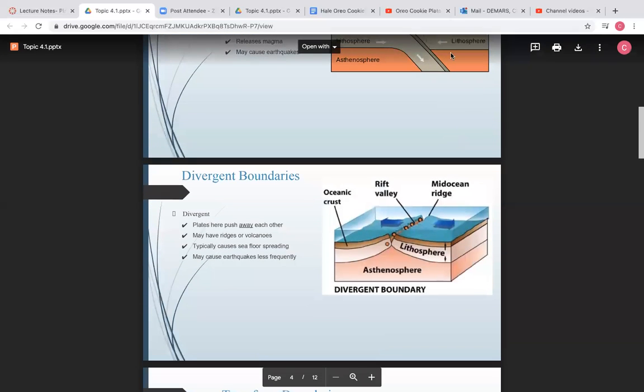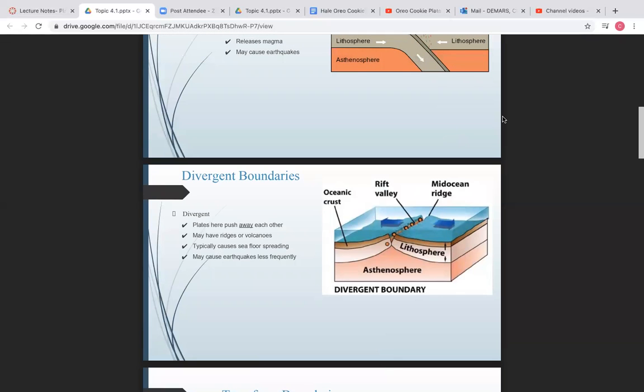Then in divergent boundaries, this is when plates push away from one another. So this can form ridges, it can also form volcanoes, but this is typically what causes the seafloor spreading. This can also cause earthquakes, but again, it's not the most common cause of earthquakes. In the ocean, a lot of times that's where this happens. The plates start to pull apart and they separate, and all of that molten rock and lava underneath the lithosphere, or underneath the Earth's crust, starts to come out and peek through.